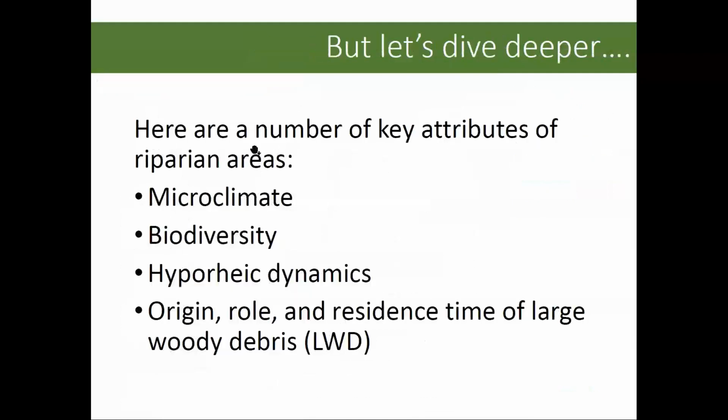So there are a number of different key attributes to riparian areas. We talked about different microclimate parameters from a biodiversity perspective. We talked a little bit about the below-ground hyporheic dynamics, as well as some dynamics with large woody debris.